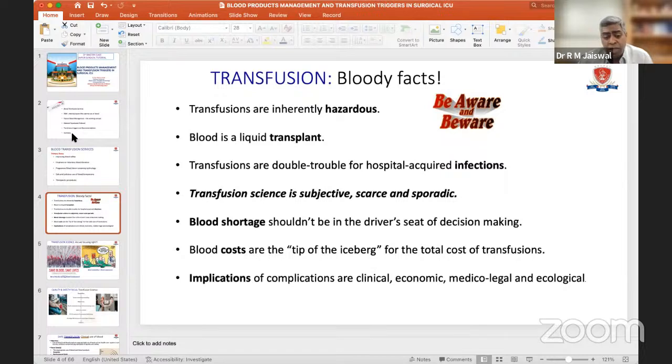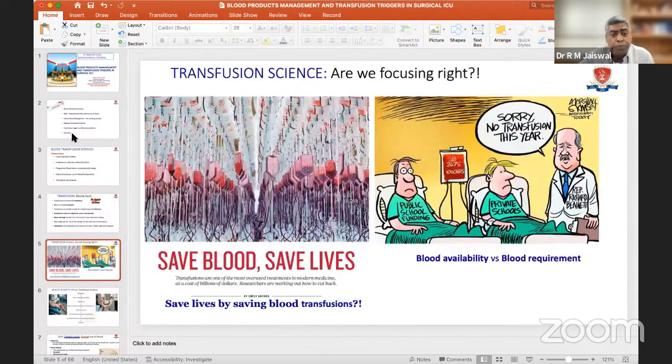And again, blood costs are the tip of the iceberg for the total cost of transfusions. And its implications for complications are clinical, economical, medico-legal, and ecological also.